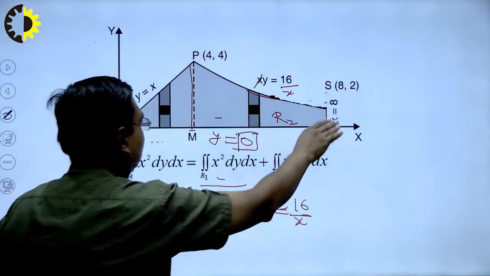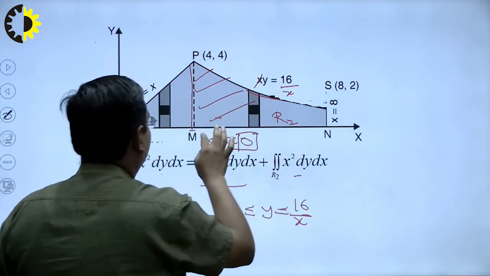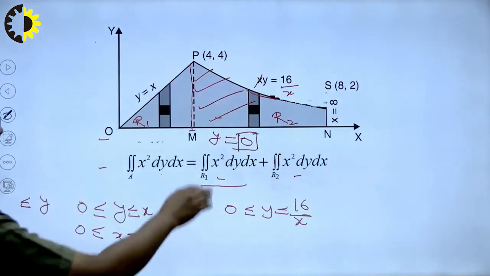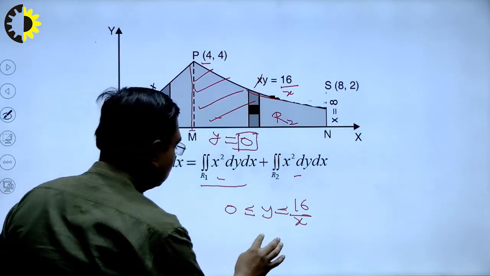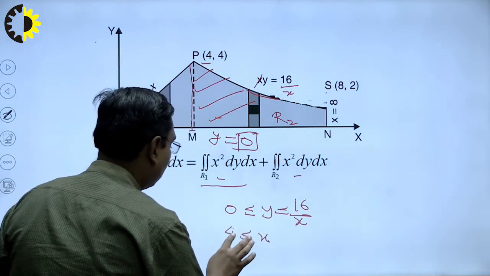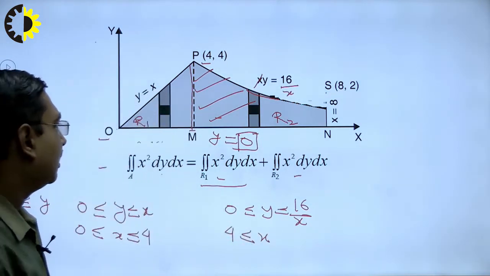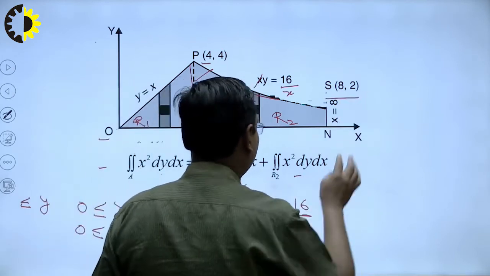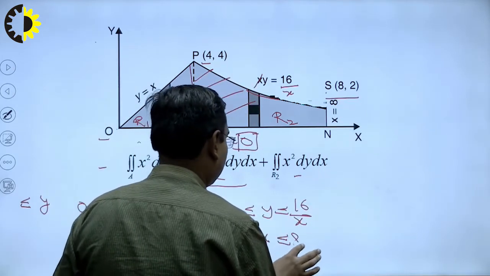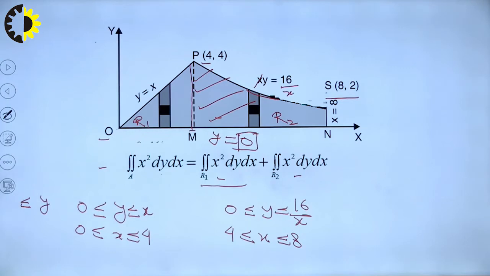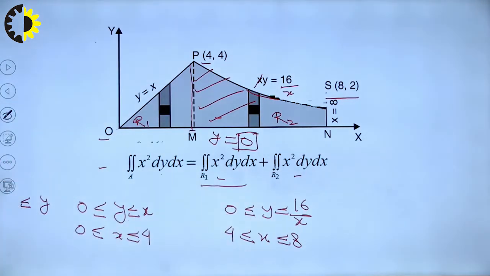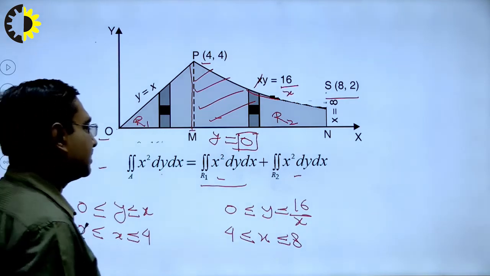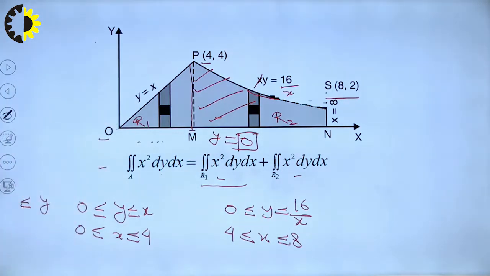On this region R2, the value of x at the leftmost point is 4, so the lower limit of x is 4. The value of x at the rightmost point is 8, so the upper limit of x is 8. Thus these are the limits for x and y, and applying these limits, this integral will be evaluated.